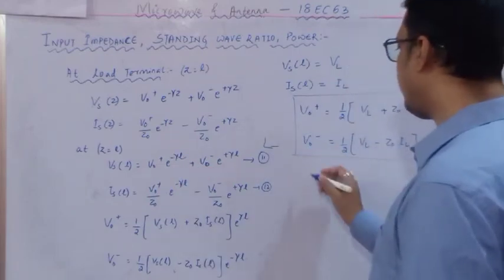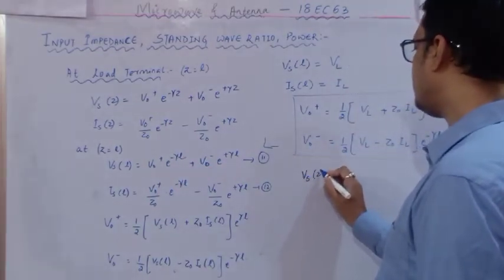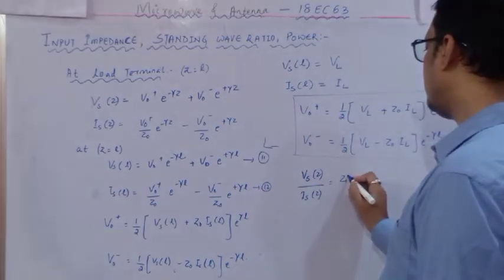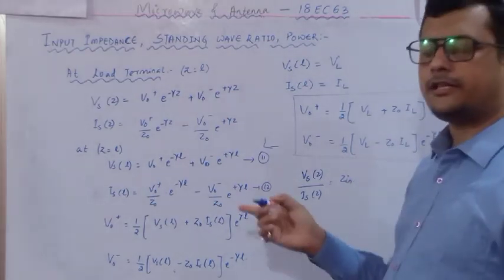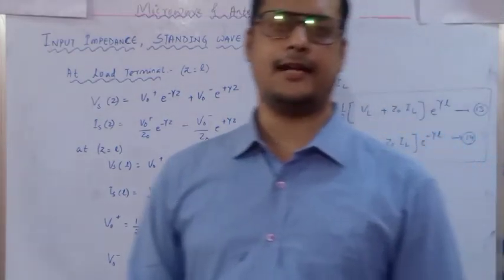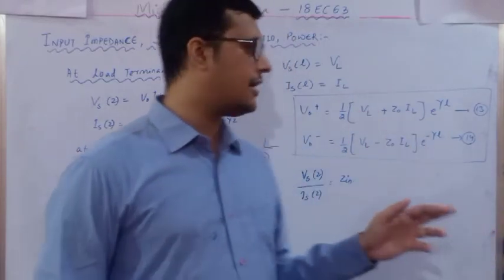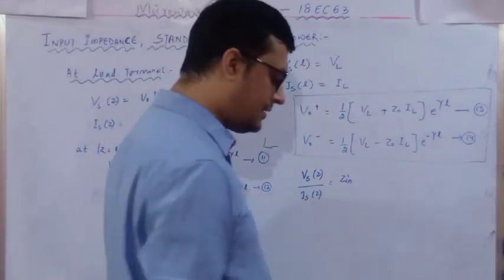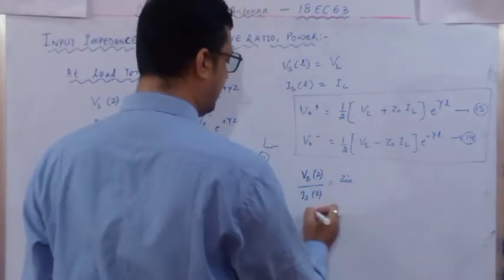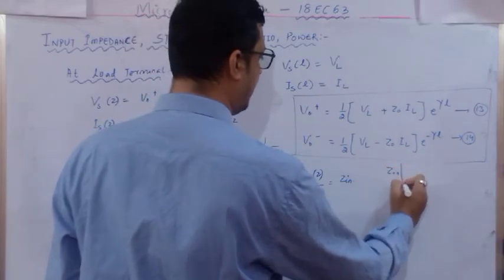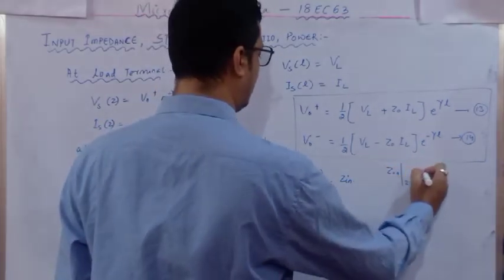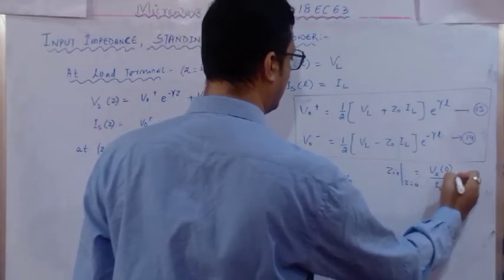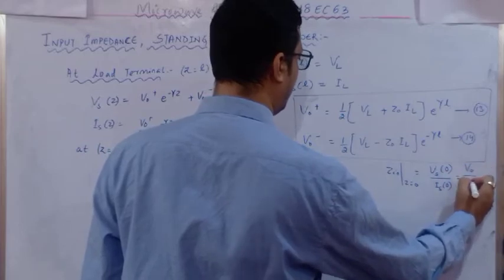So here if I write Vs of Z divided by Is of Z is equal to Z in, this relation itself indicates that at any position of Z you can identify the input impedance. So this Z in, if I write the input impedance at Z equals 0, here I will write Vs of 0 divided by Is of 0, which is equal to V naught by I naught.